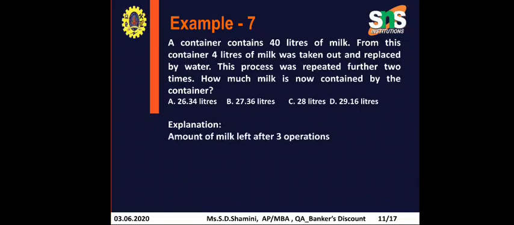So the amount of milk left after 3 operations equals 40, the actual quantity, into 1 minus 4 divided by 40.